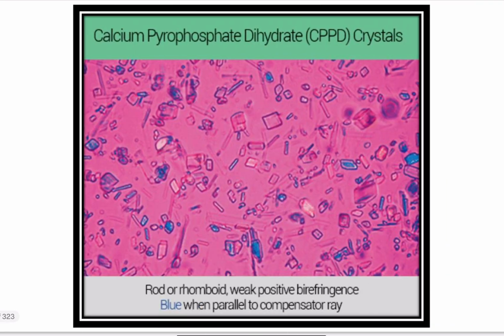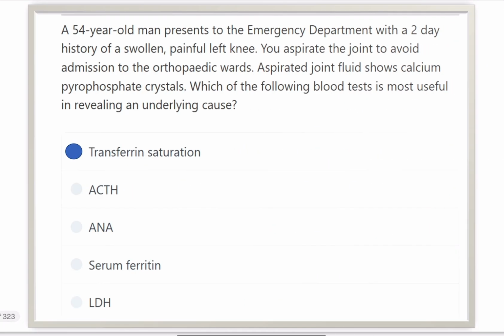Here we can see the calcium pyrophosphate dihydrate crystals, showing rod shapes and rhomboid shapes in this slide. So what should we go for? As we suspect calcium pyrophosphate crystals are present, and we suspect pseudogout due to hemochromatosis, we should go for transferrin saturation, not other tests such as serum ferritin, because serum ferritin may be increased by different causes in our body, including bacterial infection, viral infection, or any other acute inflammatory condition.